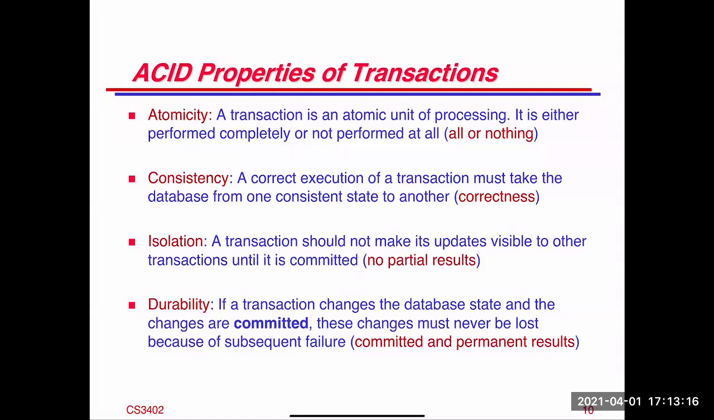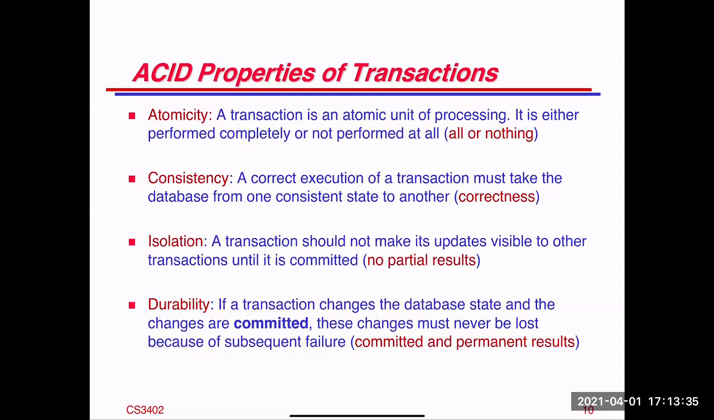So as I mentioned, atomicity means that a transaction is an atomic unit of processing. So either all the actions in the transaction are performed or none of them. Okay, so it's all or nothing. Consistency requires that the correct execution of a transaction must take the database from one consistent state to another.